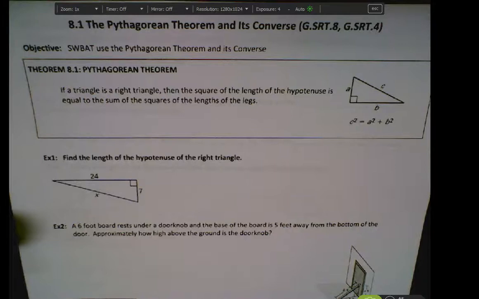We're looking at 8.1, which is the Pythagorean theorem and its converse. You should have your note sheet in front of you. If you do not, you will need a piece of paper so that you can take notes and be ready for class tomorrow. Alrighty, let's start.